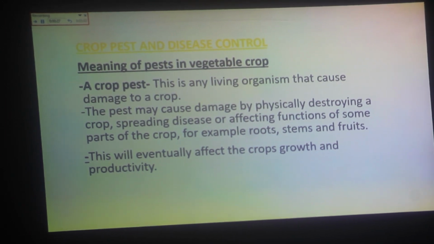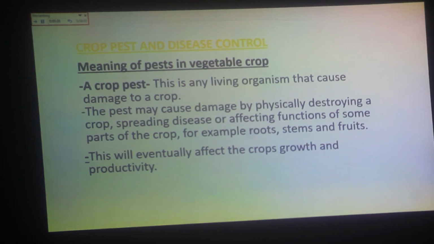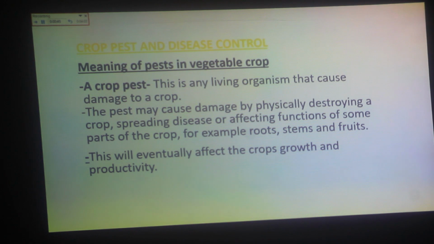A crop pest is any living organism that causes damage to a crop. The pest may cause damage by physically destroying a crop, spreading disease, or affecting functions of some parts of the crop. Some parts of the crop involve roots, stems, and fruits, and these will eventually affect the crop's growth and productivity.